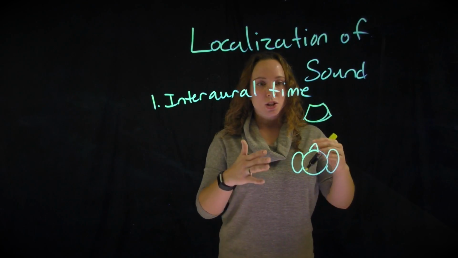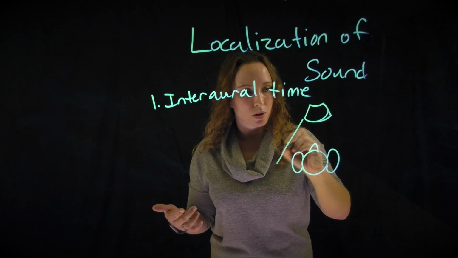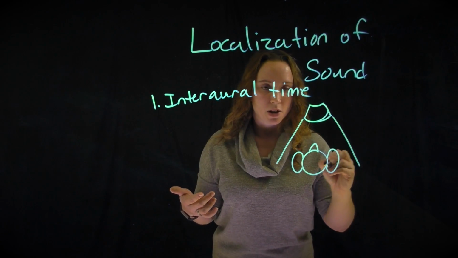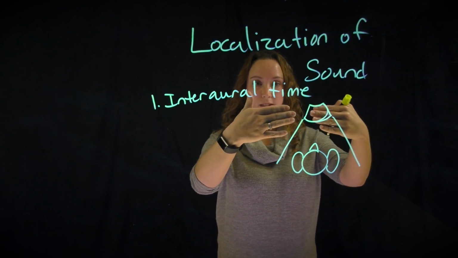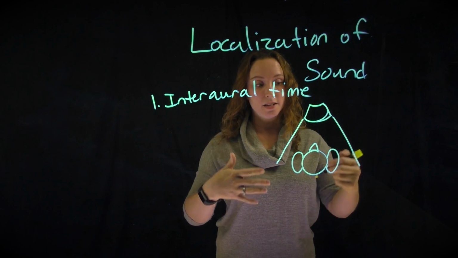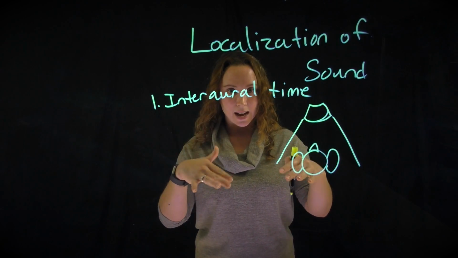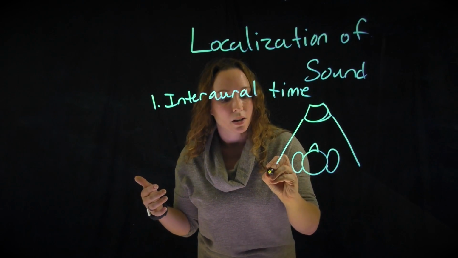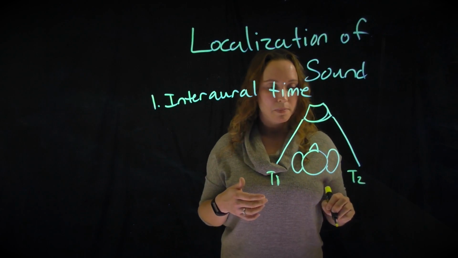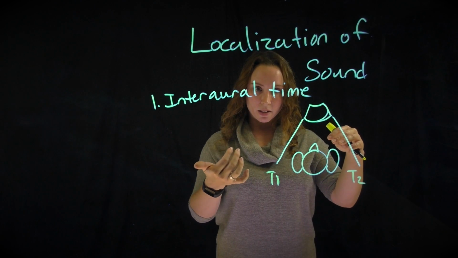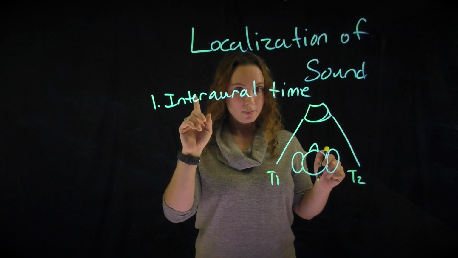Okay. And so if this speaker is projecting sound, the sound is going to go outward from the speaker in that way, right? And so if the speaker is directly in front of the head, you have a time that the sound will hit both of your ears. And so we'll call this one time one, and this one time two. Right? And notice that if the speaker is directly in front of the head, the sound will hit both ears at exactly the same time.